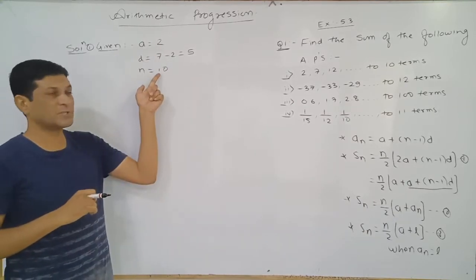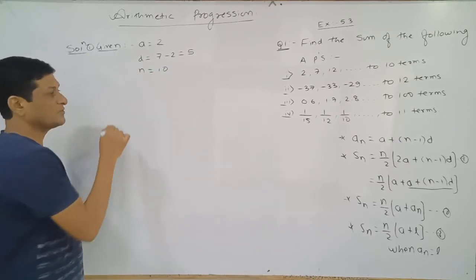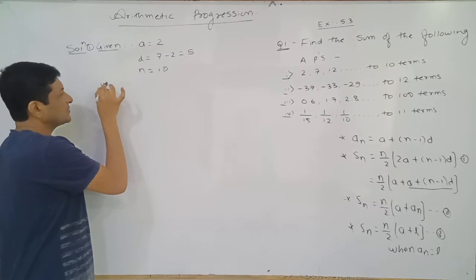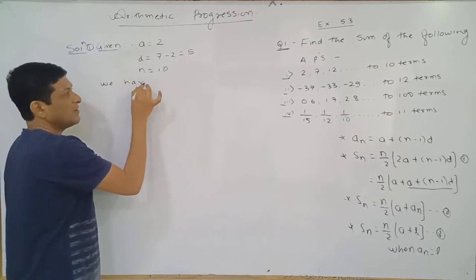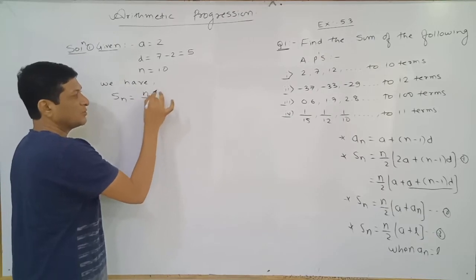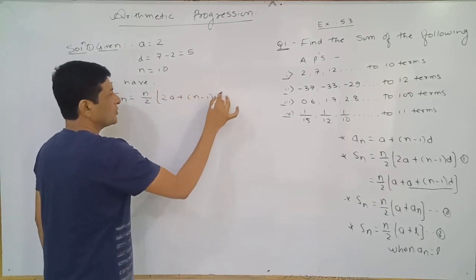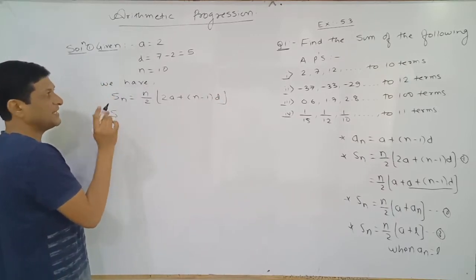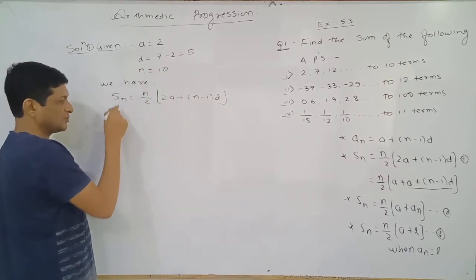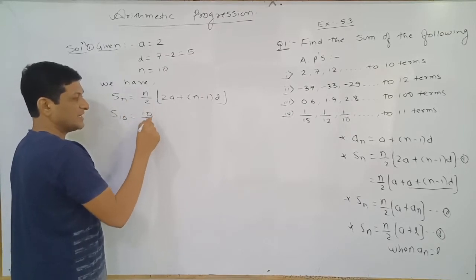Total how many terms are there? 10 terms. The question is to find the sum of these 10 terms. To find the sum of terms in an arithmetic progression, we have one formula, that is Sn is equal to n by 2 into 2a plus n minus 1 into d. Here we are finding the sum of how many terms? 10 terms. So replace n by 10. On this side also replace n by 10, 10 by 2.